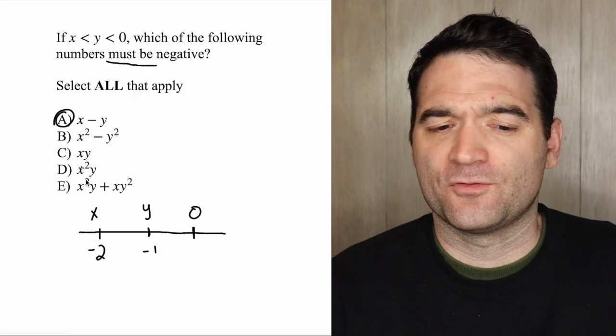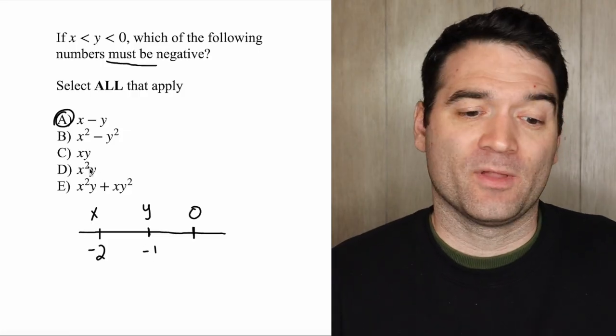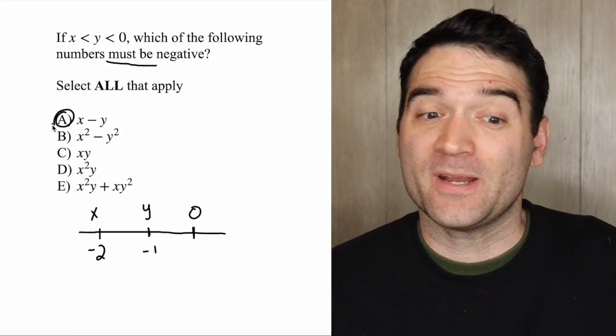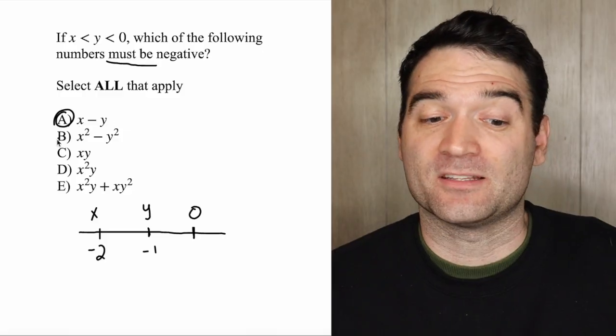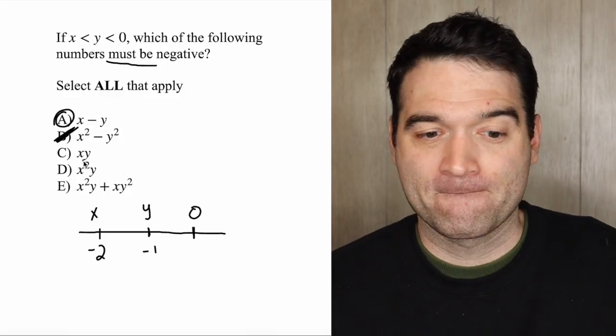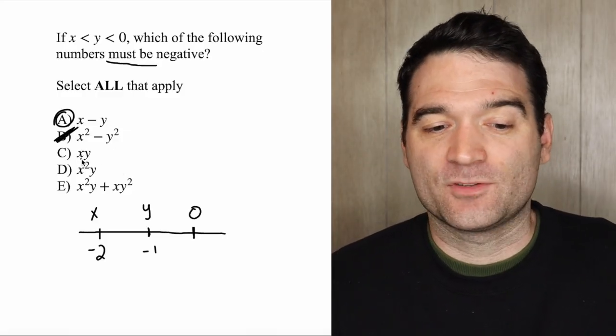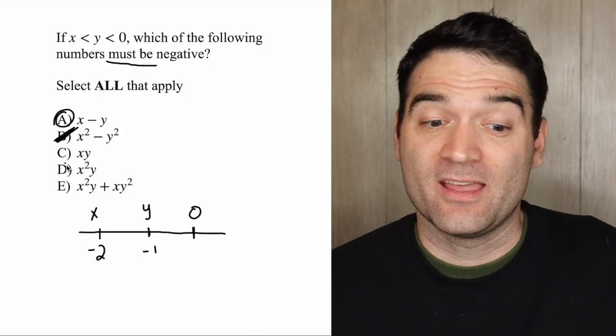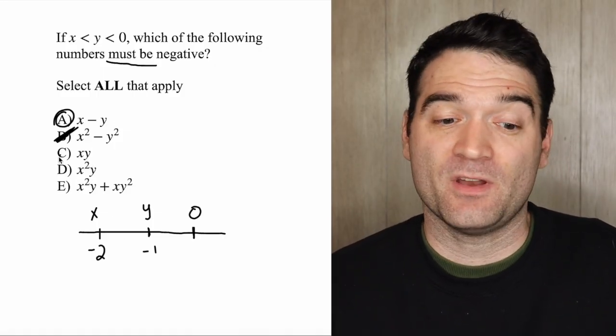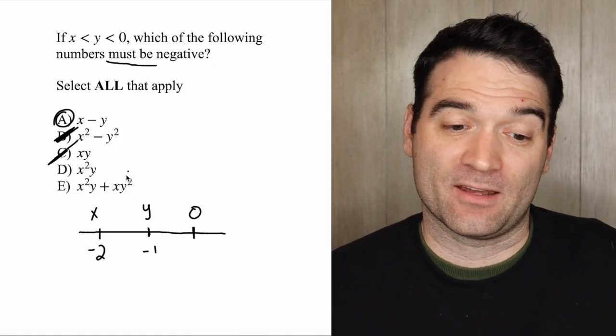Negative 2 squared is 4 minus negative 1 squared. Well, that's 4 minus 1. That's 3. Right there, I have a positive case. So that's out, right? How about negative 2 times negative 1? Same thing. That immediately produces a positive number, so I know it doesn't have to be negative.